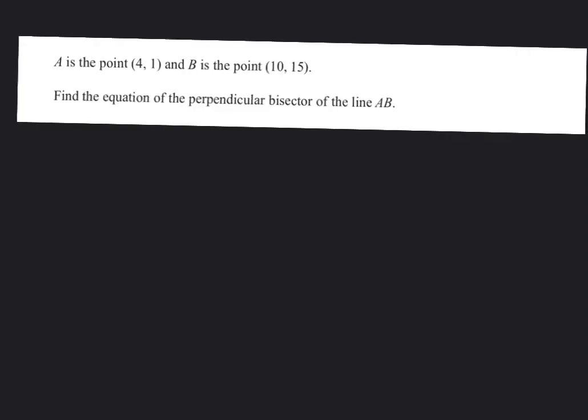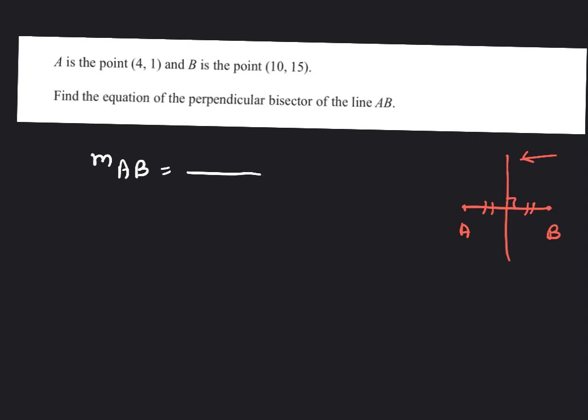Next one: A is the point (4, 1), B is (10, 15). Find the equation of the perpendicular bisector for the line AB. Perpendicular bisector means perpendicular to AB. So if we have AB, I need to find the equation for the line which is perpendicular, and bisector means it passes through the midpoint. So I need the equation for this line. So find the gradient of AB first.